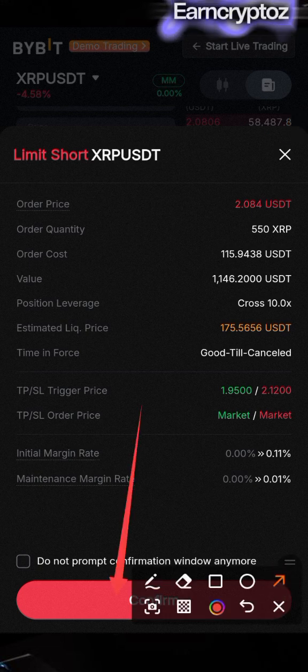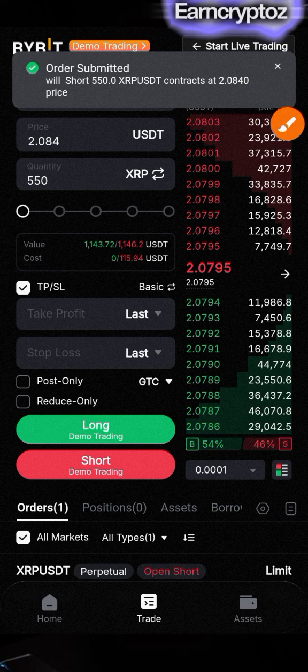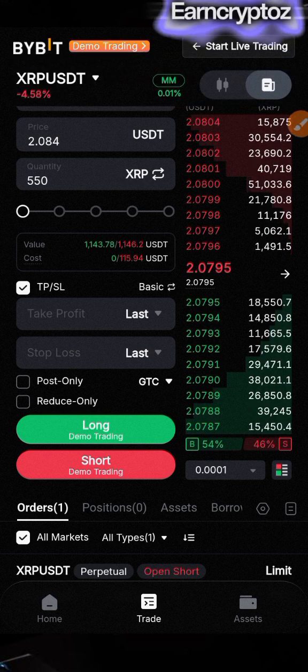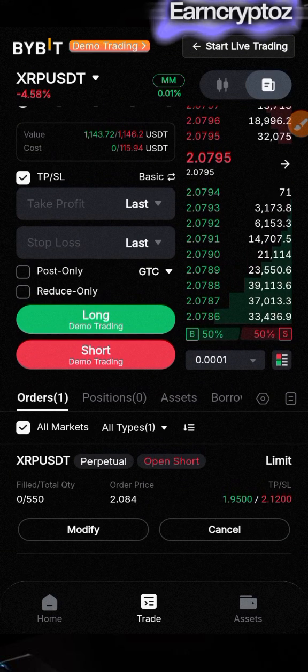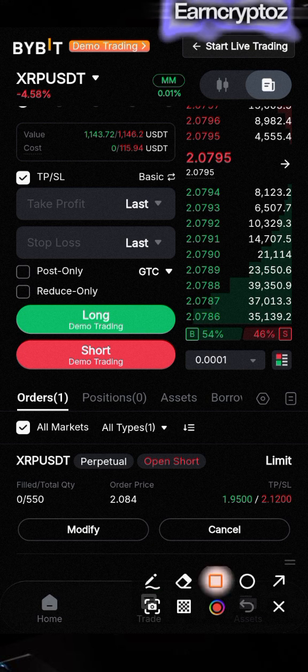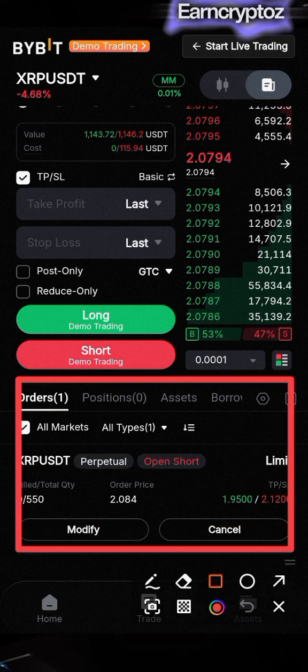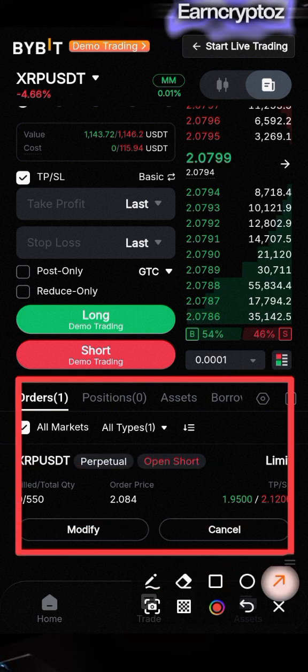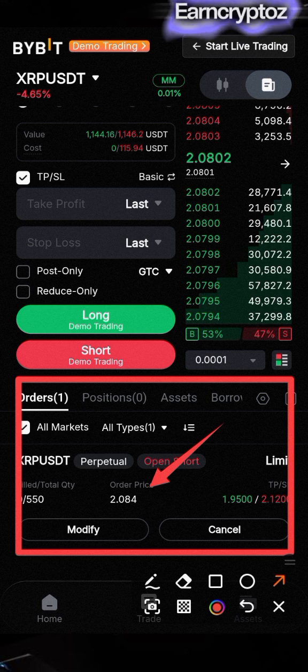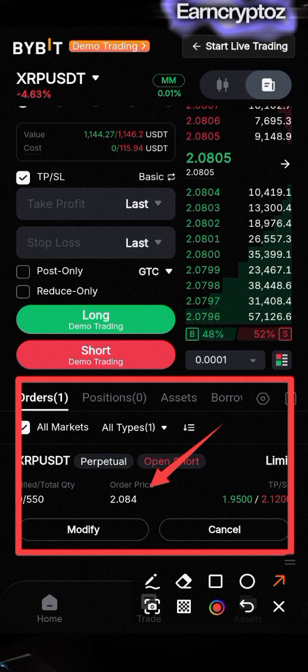Okay, all right. So the order has been placed, and you can see it right here. So when price comes back to this entry price, the order is going to trigger and the trade will start running. Okay, so that is how to place your trade on short.